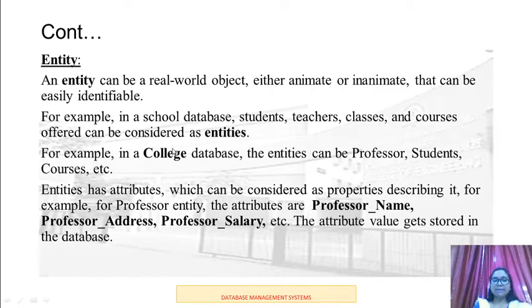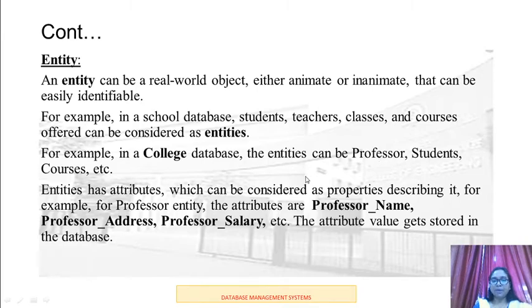Take one example, the college database. In this college database, professors are there, students are there, courses are there, and we store the professors' data in a professors table, students' data in a students table, as well as the courses information in a courses table. So each of these complete tables is called an entity.